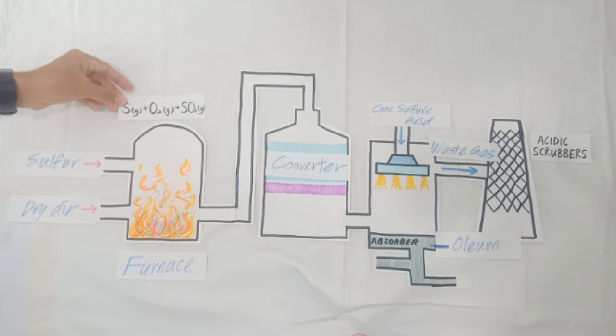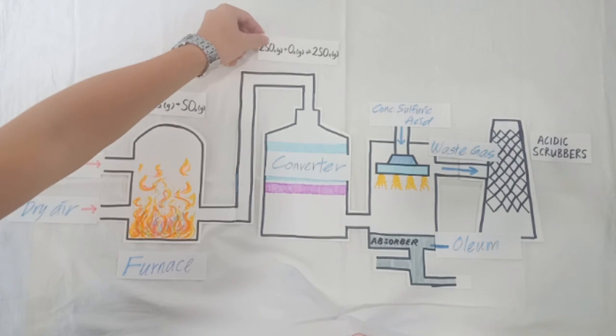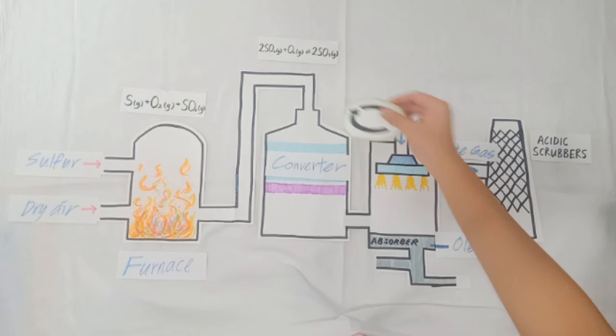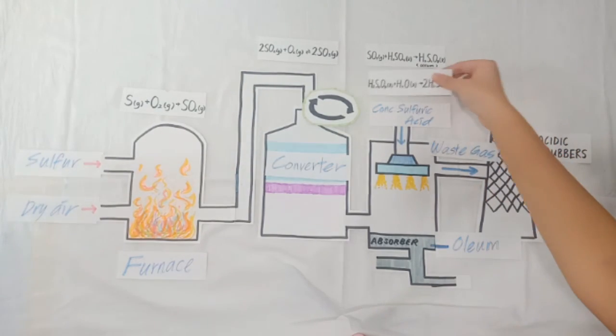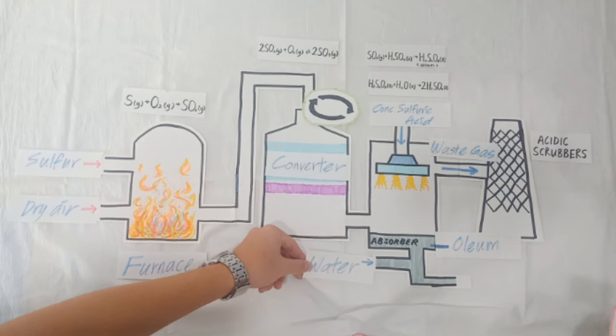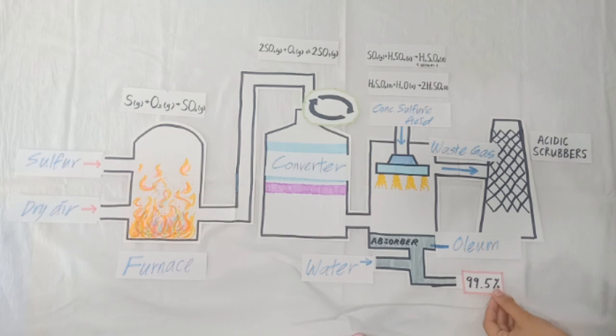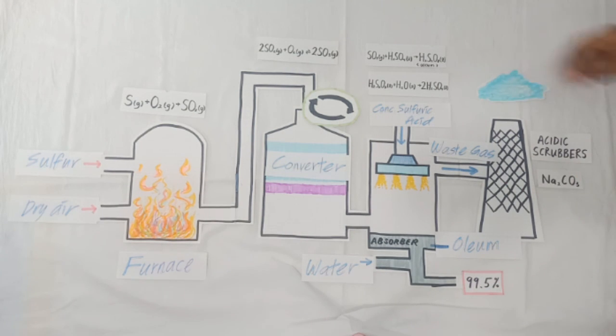Stage 1, when sulfur is burned in oxygen to produce sulfur dioxide. In stage 2, sulfur dioxide is converted into sulfur trioxide. In stage 3, sulfur trioxide is dissolved in concentrated sulfuric acid to form oleum. Oleum is reacted with water to produce concentrated sulfuric acid.